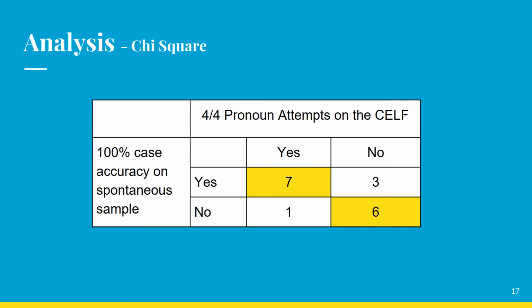This is data from the study, and as can be seen from the boxes highlighted in yellow, more children fall into the categories of 2 yeses and 2 nos than falling into a category of a mixed yes and no. This shows that there is an association between having 100% case accuracy on the spontaneous sample and having 4 out of 4 pronoun attempts, or having less than 100% case accuracy on the spontaneous sample, or having lower than 4 out of 4 pronoun attempts.